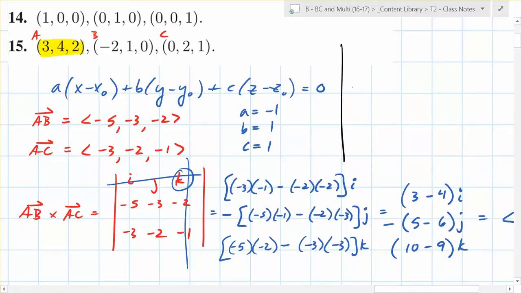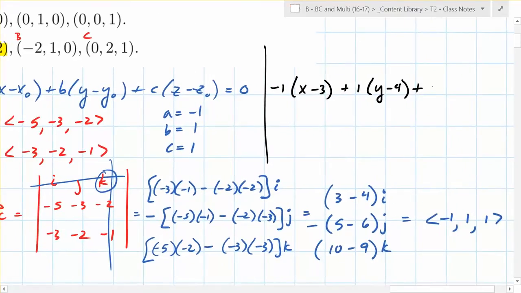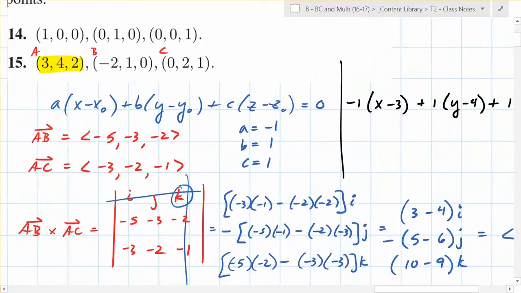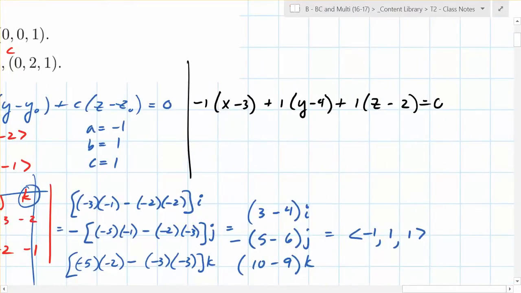You end up with -1 times x minus 3 plus 1 times y minus 4 plus 1 times z minus 2. That's the point (3, 4, 2) equals what? 0. Now, if you compared your work with somebody else, they might have picked a different point. They might have crossed the vector a different way. How can you check to see if you have the exact same plane?